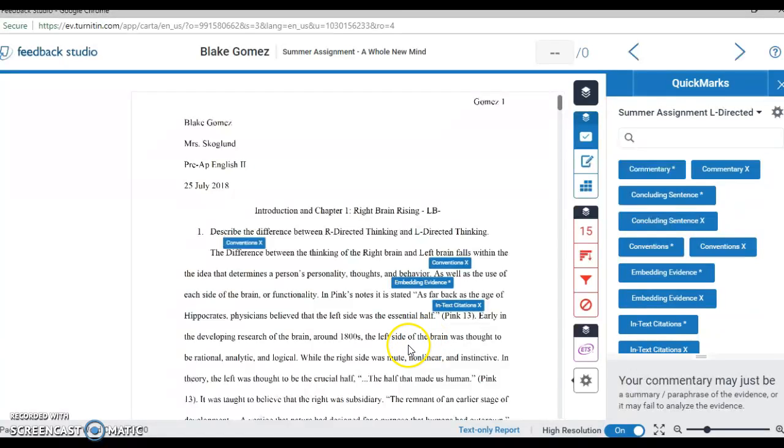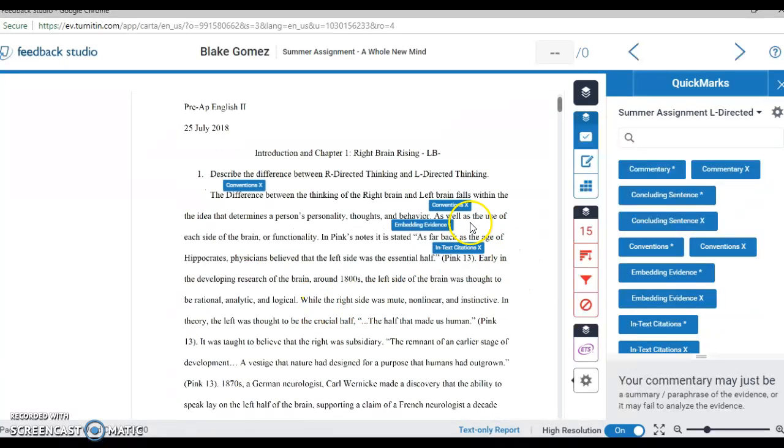Lastly, I looked at conventions and citations. Conventions, watch out for some random capitalization here. You also have what are called fragments occasionally, like this one, as well as the use of each side of the brain or functionality. If we read it out loud, that's just not a complete sentence, so be really careful there, okay?